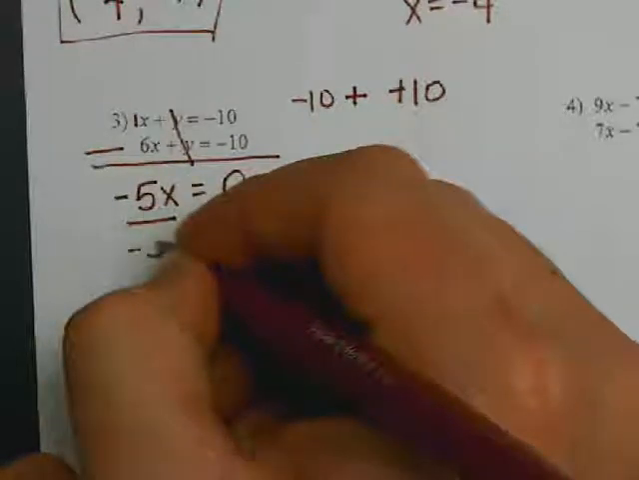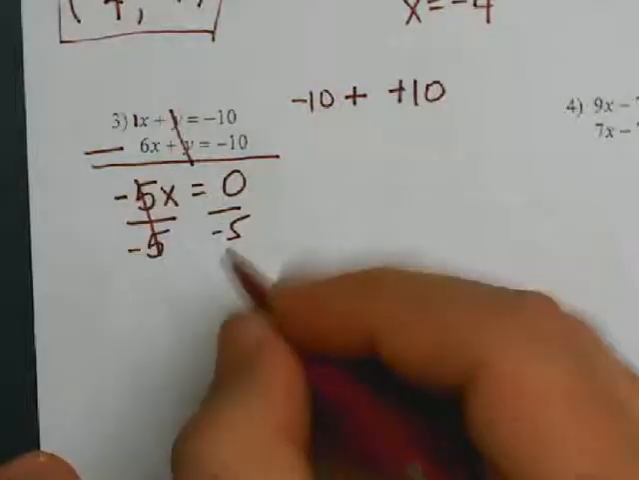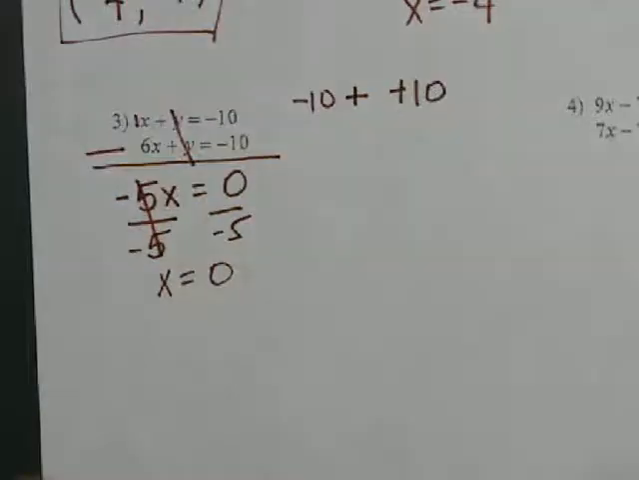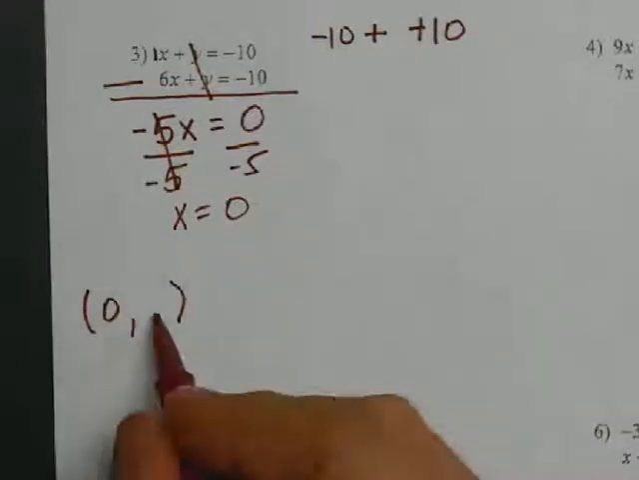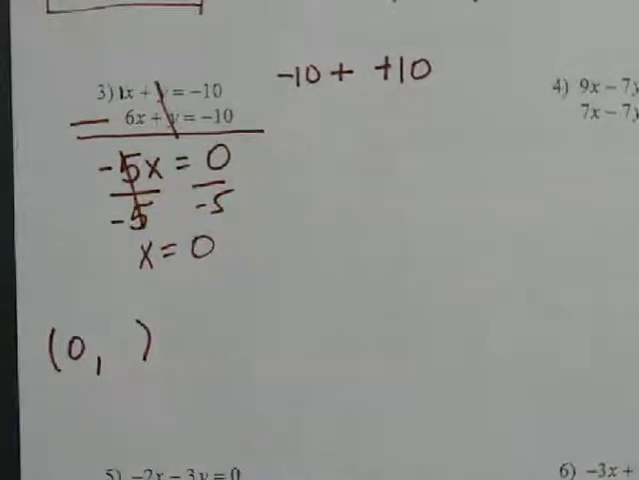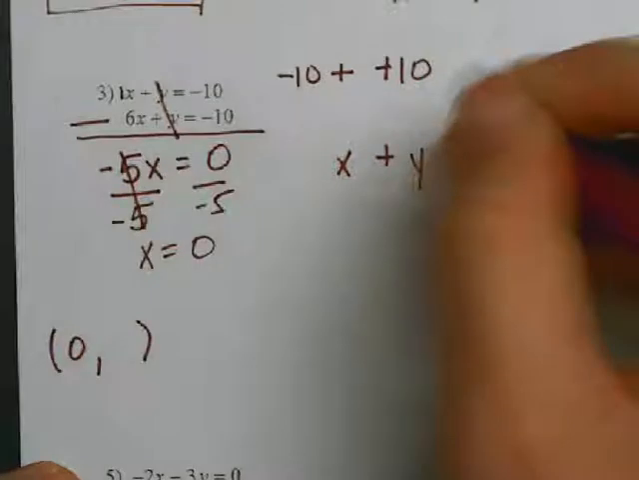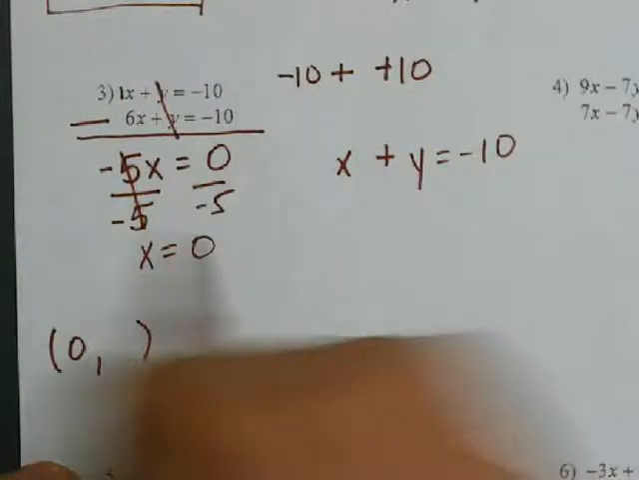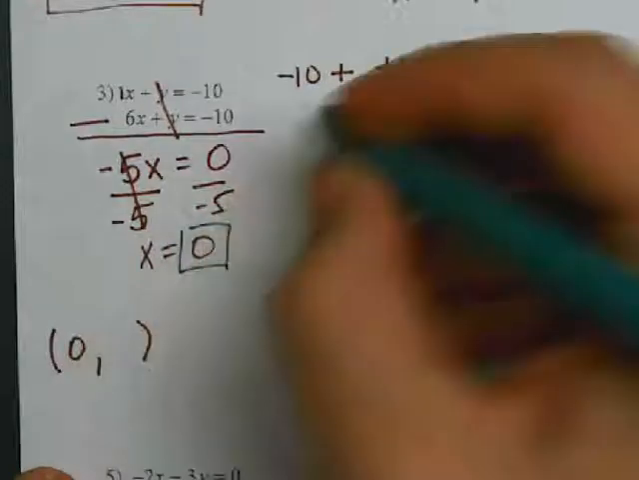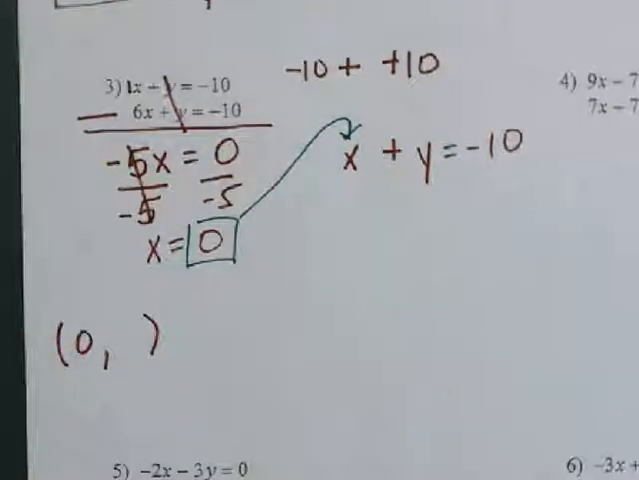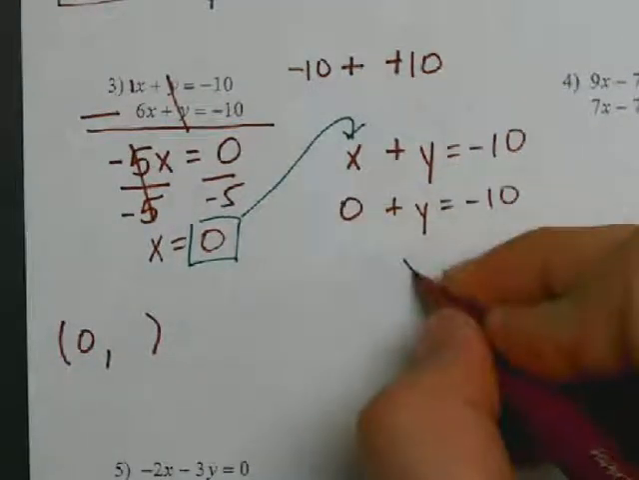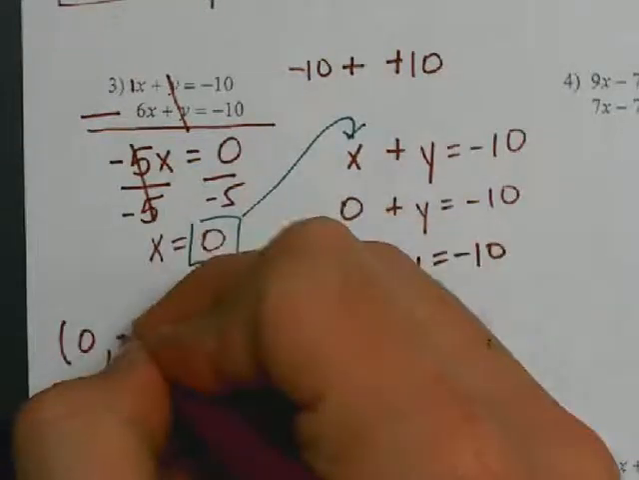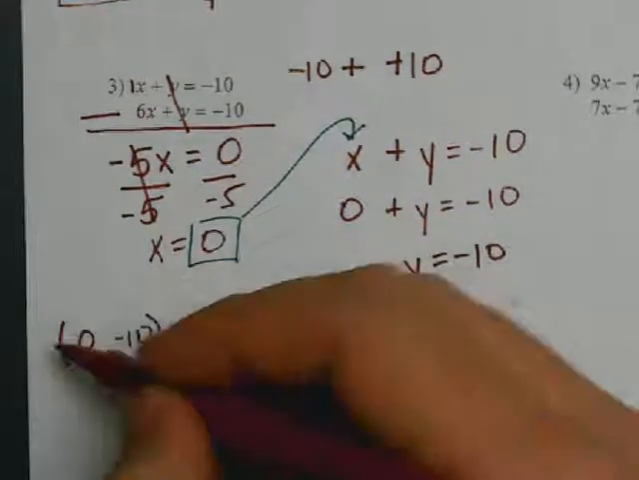It's a one-step equation, 6th grade equation. Divide both sides by negative 5. x equals 0. So we actually have half of our answer. Now we just have to find what y is. We're just going to substitute that into one of the other equations. I'm just going to go with the top one. x plus y equals negative 10. So when we substitute that 0 into this, we get 0 plus y equals negative 10. The 0 will just basically fall off. y equals negative 10. And this would be my final answer.